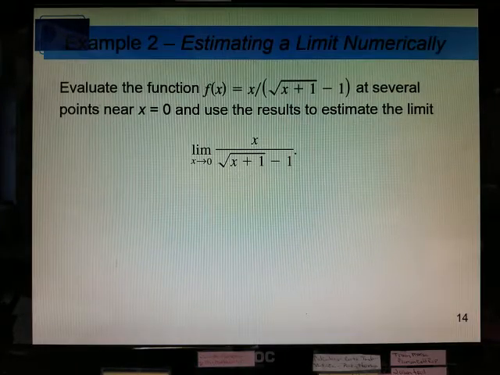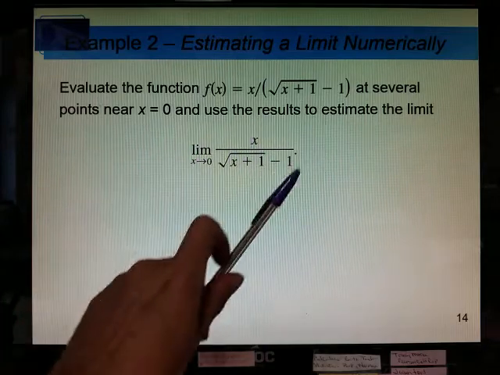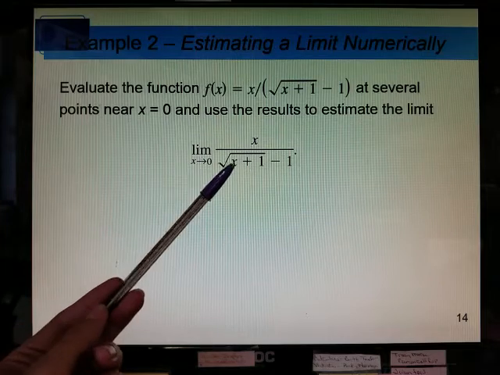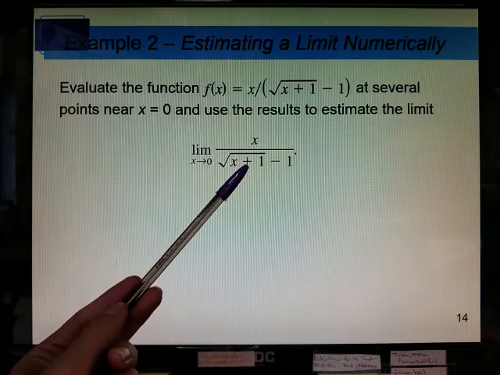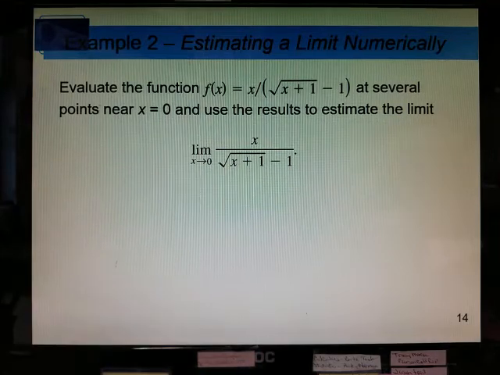So this time we're going to evaluate a different function as x approaches 0 of this one right here. Now if I plug 0 into the numerator, I get 0. I plug 0 into the denominator, I have the square root of 1, which is 1, minus 1, which is also 0. So I get 0 over 0. We can't have that. That's actually called an indeterminate form. So we'd have to do something else with it.